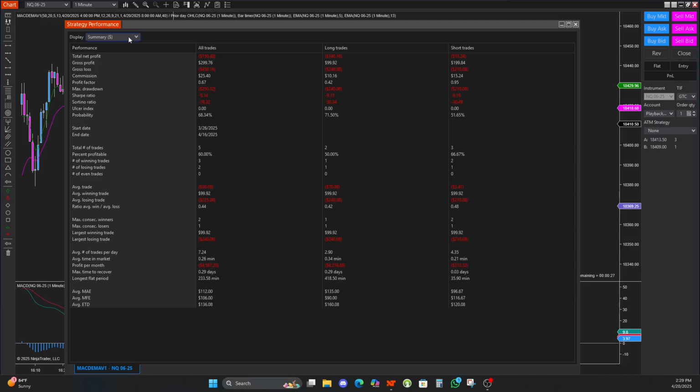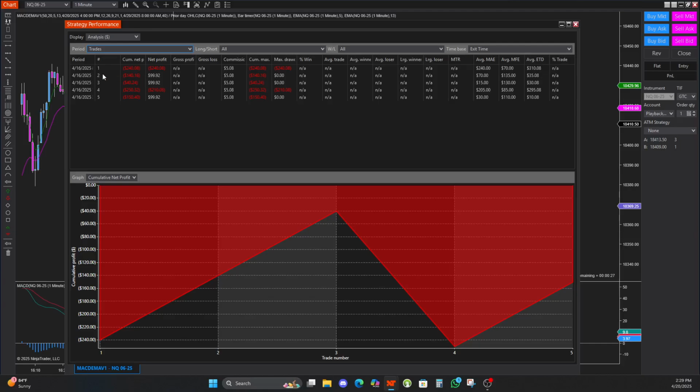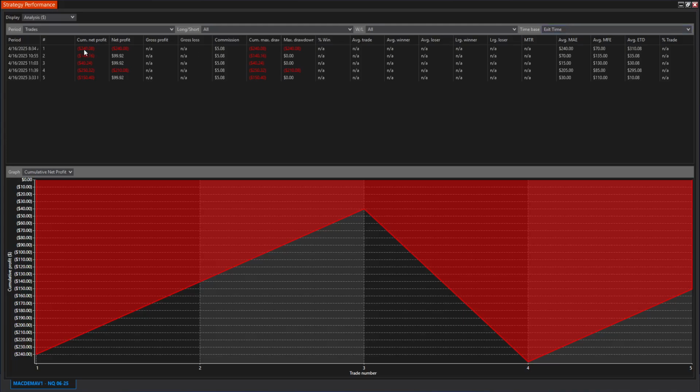So let's look at the analysis and go to trades. Okay, so there are the trades. So first one, let's make this bigger. First one down 240, next one winner, then a winner, then another loss. This is probably due to slippage because this other loser is only down 210, which is about what I expect it to be.